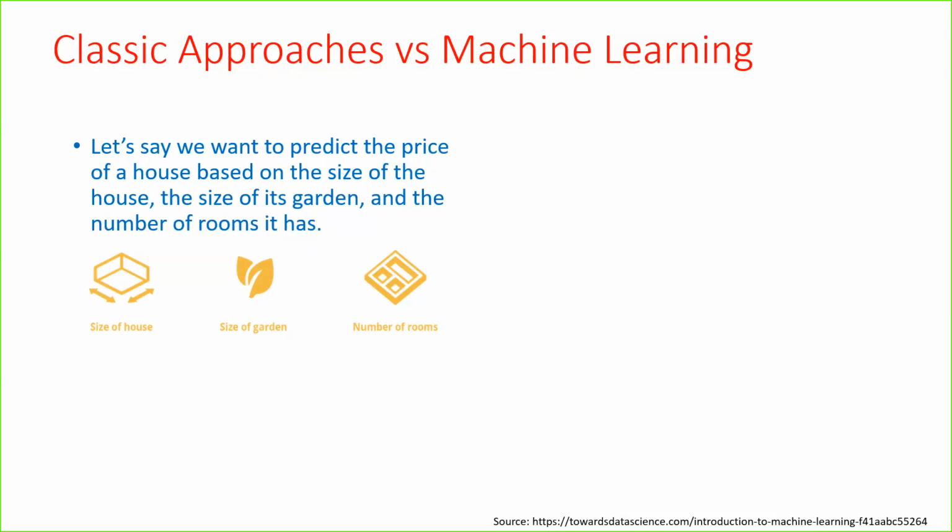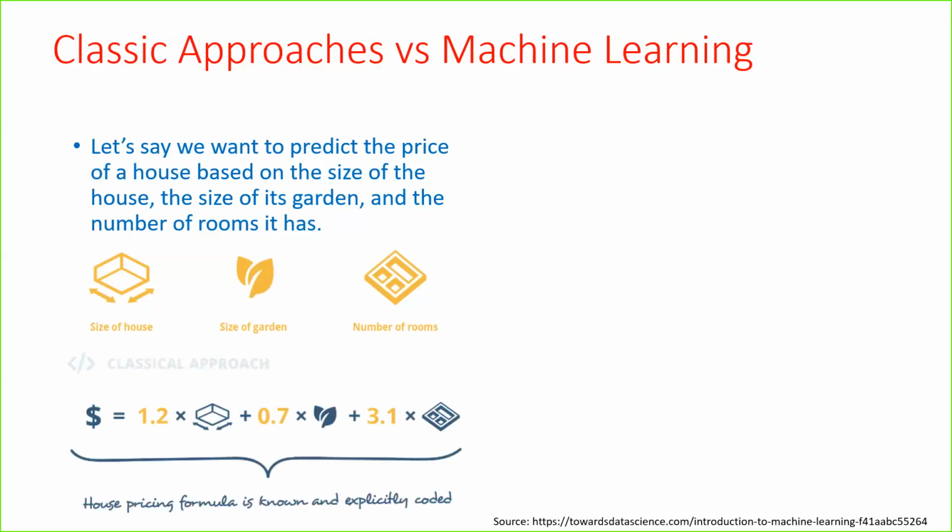If you take the classic approaches, they assume that the relation between the price and the features of the house is known to us and it is explicitly coded. Like this, the house pricing formula is known to us and explicitly coded in the classic approaches. For example, price is equal to 1.2 times the size of the house plus 0.7 times the size of the garden plus 3.1 times the number of rooms it has. So this is the formula. It is assumed that it is known to us and it is explicitly coded. That's what the classic approaches do.